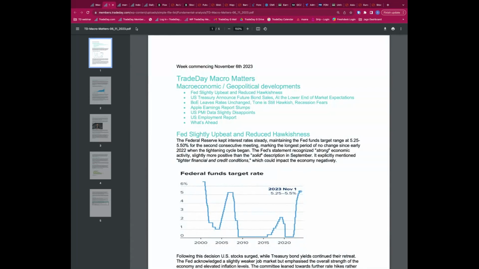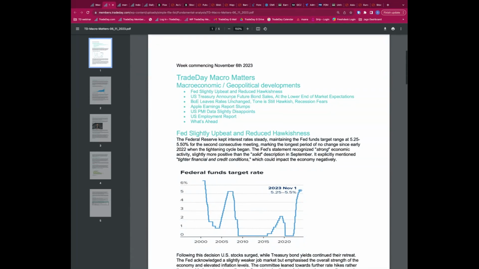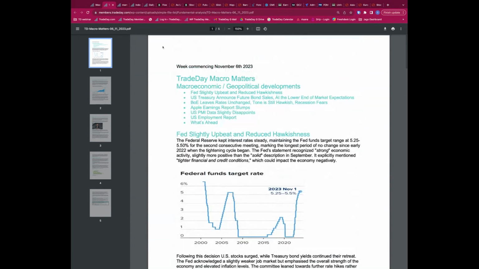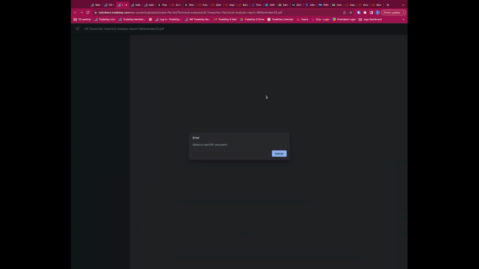So do take a look at that, and if you want more depth, go take a look at the Macro Matters that's out as well. Go take a look at the Macro Matters, more depth in there.